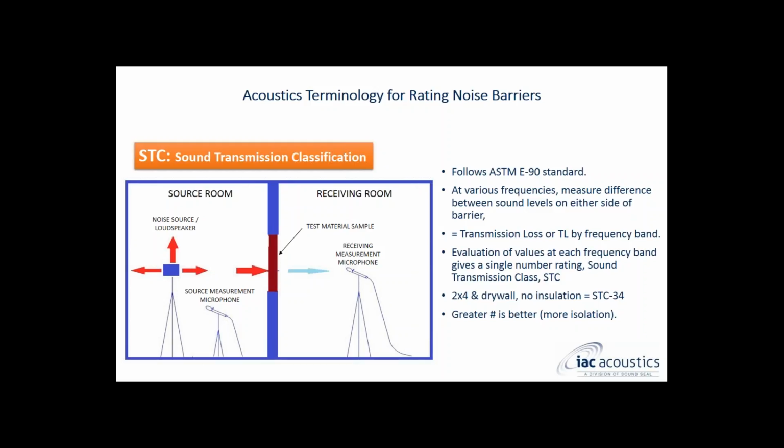In general, a bigger number is better, and as a comparison, a 2x4 drywall system with no insulation would have an STC rating of 34. And that's a relatively modest acoustic barrier system.